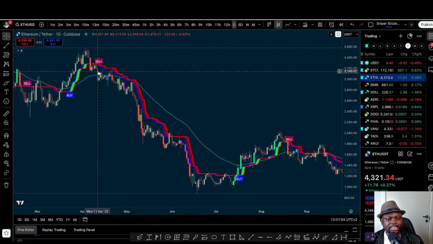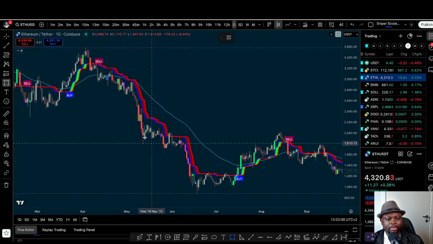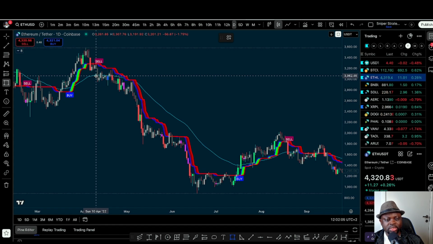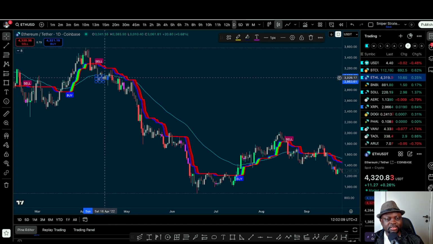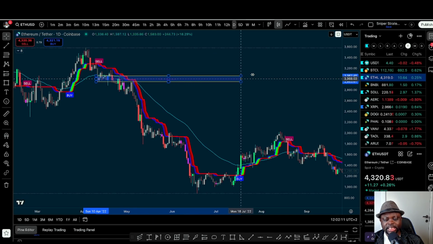So in this case, you see the alpha trend printed this sell signal here. So this was the candle that caused the alpha trend to print this sell. So I am going to mark this candle that printed the sell signal here on the Ethereum chart. So I've marked it now.